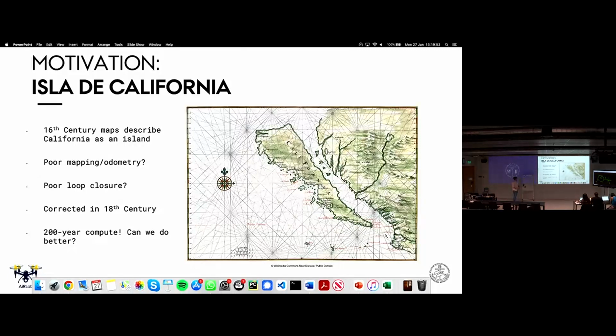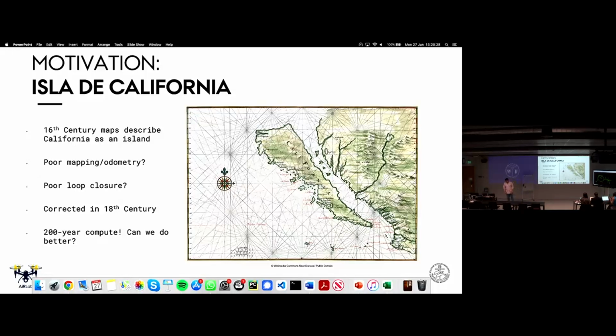I want to start with a motivation around navigation. This is one of my favorite examples from history. Back in the 16th century, maps, especially the Spanish maps, would describe the peninsula of California as an island. Now, explorers did know that California wasn't an island, it was part of the continental United States. However, there were a number of books that described California as this El Dorado, as this Garden of Eden, where everything is made of gold.